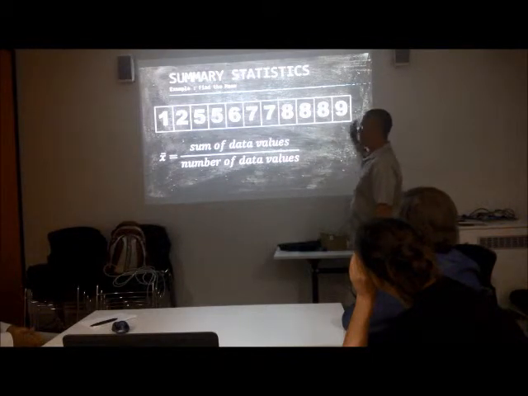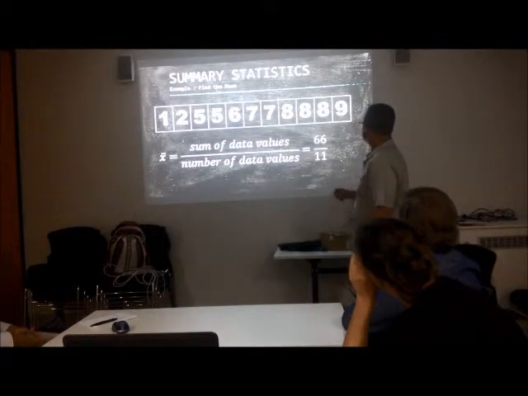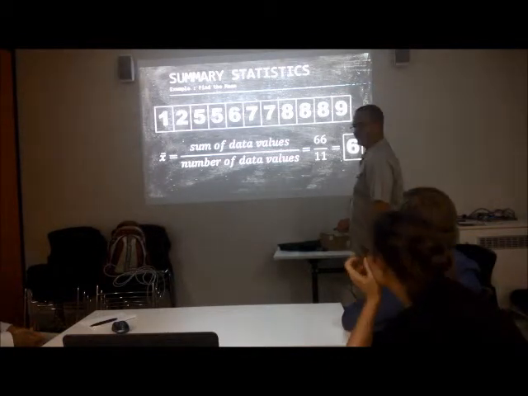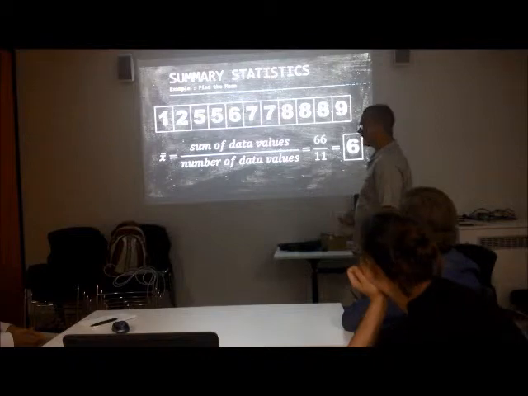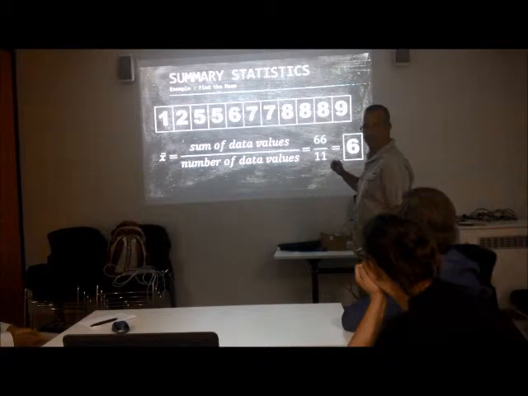Okay, anybody quickly add them up? Too slow. 66 divided by 11. So, anybody have a clue what the mean of this data set might be? Perfect. 6. That's right. So we've done it. Now, a lot of people say the mean is the hardest of the summary statistics to work out. If that's the hardest, then the other two must be pretty easy, don't you think?